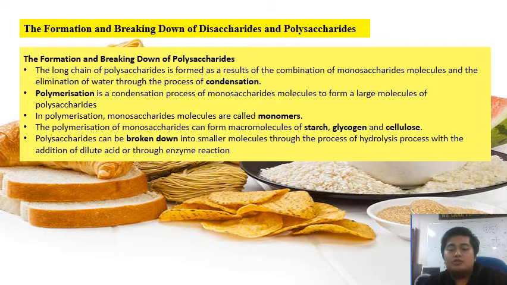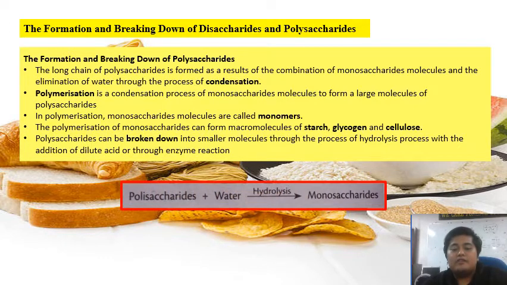So polysaccharide can also be broken down into smaller molecules through the process of hydrolysis with the addition of dilute acid or through enzyme reaction.